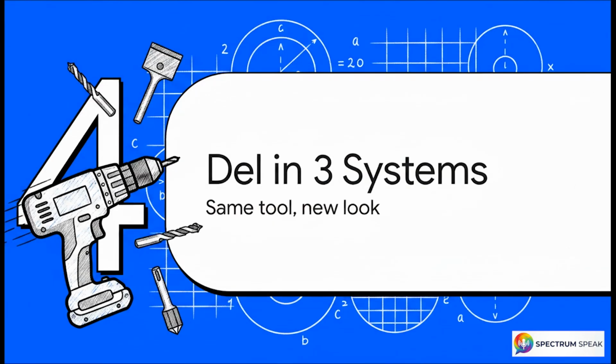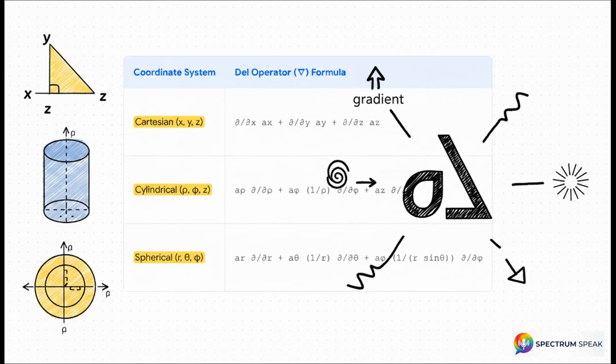So, we've got the concepts down. Now, let's get into the math. Just like you'd have different attachments for a power drill depending on what you're working on, the del operator looks a little different depending on your coordinate system. Let's call them different workshops. And here they are, the exact formulas for del in our three main workshops: Cartesian, cylindrical, and spherical.